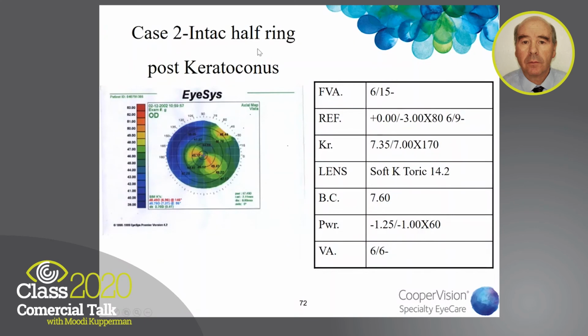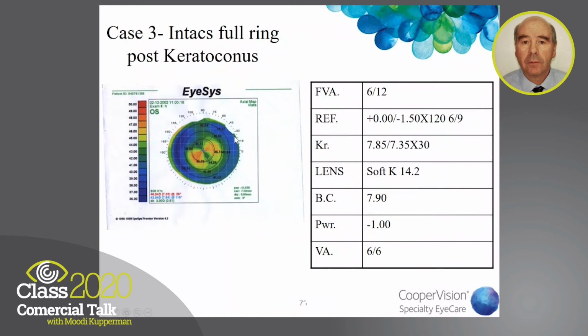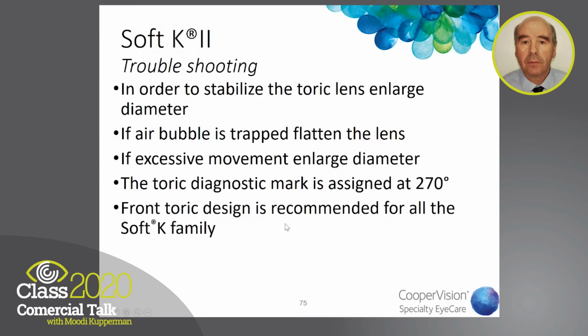We have another case of intacs. We can see here the nice topography of the intacs, and also with a soft K toric with only -1 diopter at 60 degrees, we get a nice vision of 6/6 minus. This is a full intacs case, with only a spheric lens of -1. We got a nice vision of 6/6.